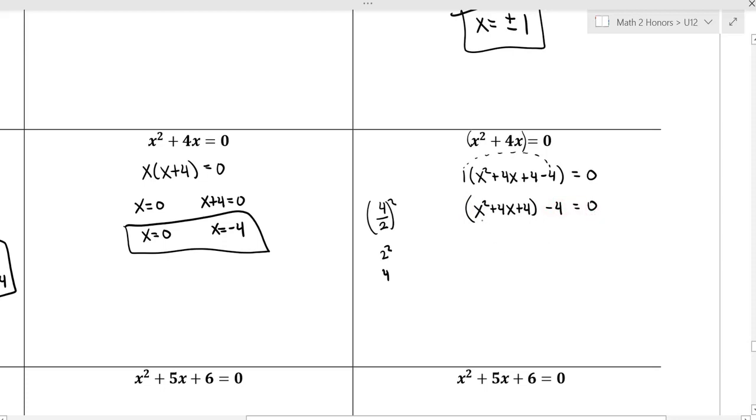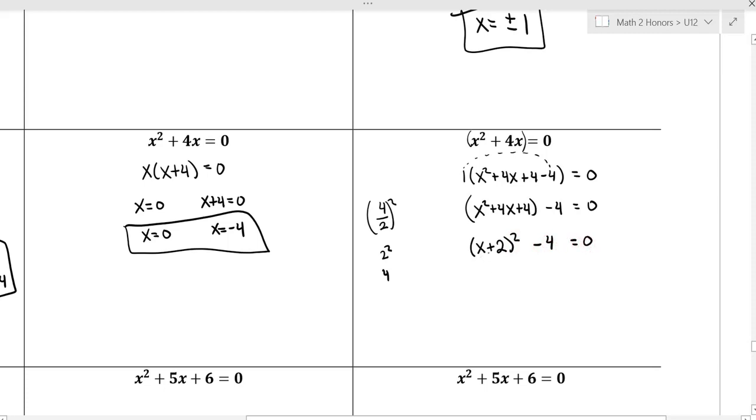And then what's in parentheses, the three terms, factors to a perfect square. That's why we call it completing the square. And it factors, I'm going to use the shortcut, x plus b over 2. b is 4, so over 2 would be 2. So this is going to factor to x plus 2 squared.